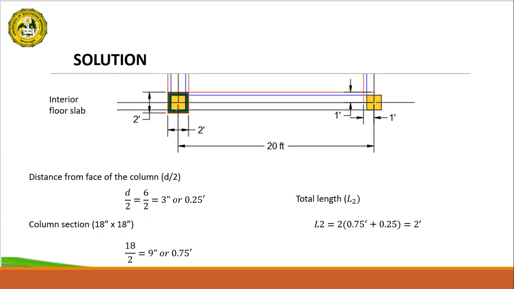So ang kalahati ng column is 9 inches or 0.75 feet. Then meron tayo ditong d, no? d over 2, which is ating effective depth is 6 inches, over 2 is 3 inches or 0.25 feet, no? So this is 0.25 feet and the half of the column section is 0.75 feet. So that our L2 here, so ito yung ating L2. This will be our L2.